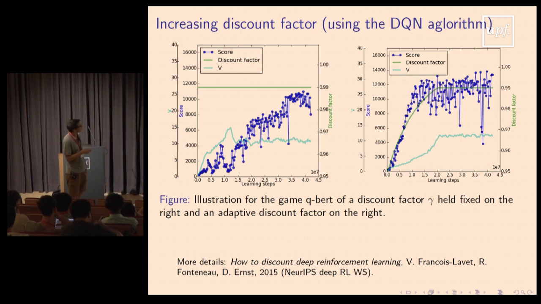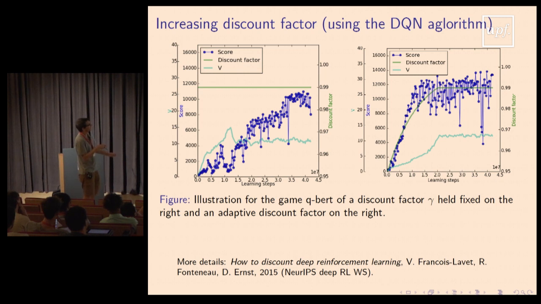If you directly set your discount factor, for instance, at 0.99, you have a learning in this game of Q-BERT that is relatively slow. And you also see some instabilities here in the V-value function. Here, the V-value function is calculated as the mean estimated V-value function through the trajectories you go through. And you see that it overshoots and then goes back down towards something that looks like more or less convergence, but there are still a lot of things happening because the score is still increasing.